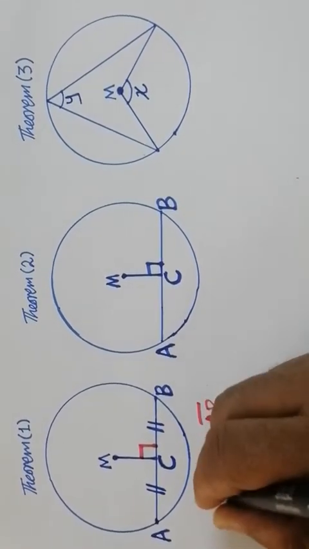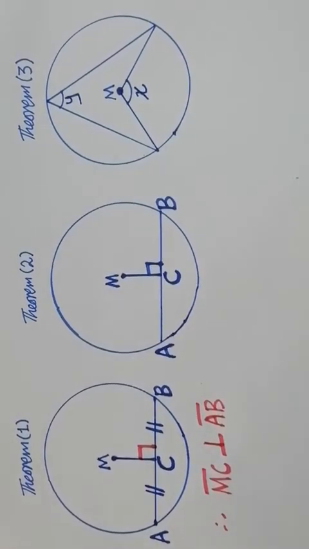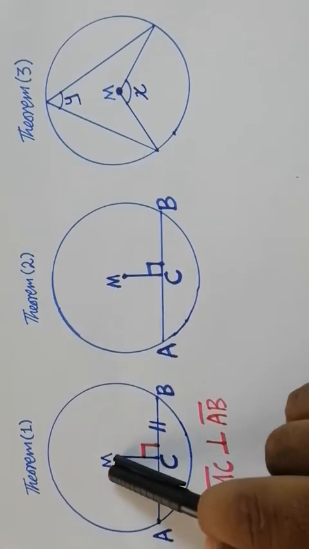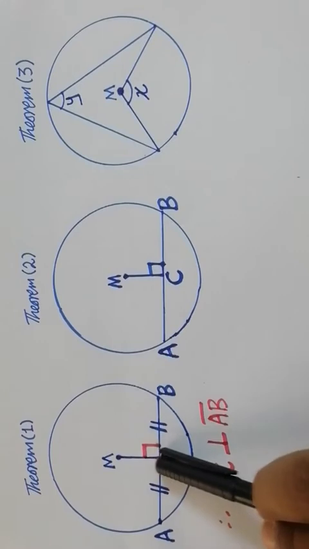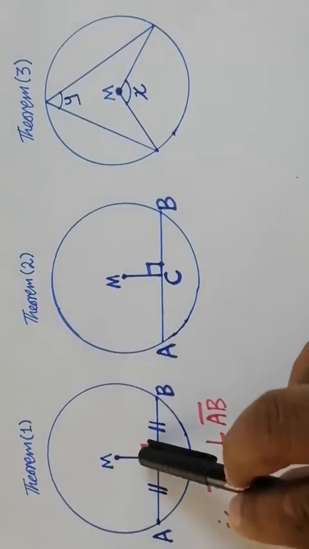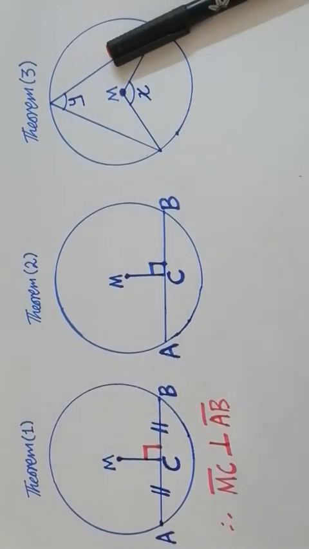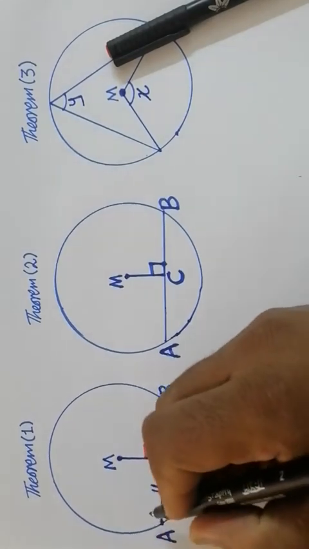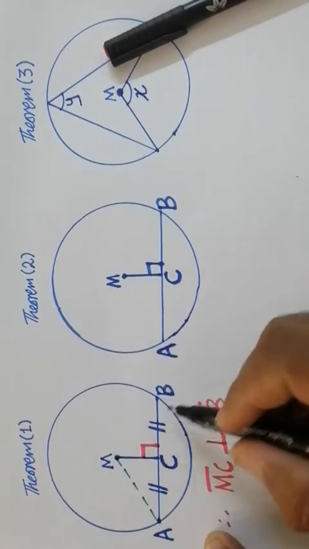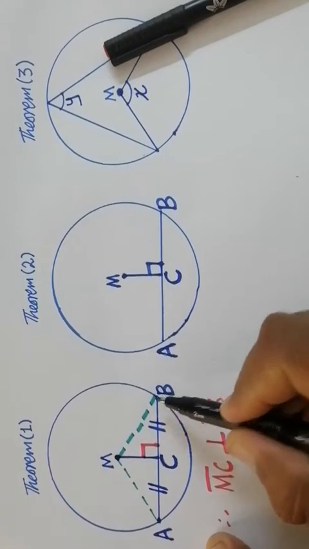This is theorem 1. The line segment that joins the midpoint of the chord to the center of the circle is perpendicular to the chord. Later on, when we come to prove the theorem, I'll give you a key: you will join AM using a ruler and BM. This is your construction later on, okay?